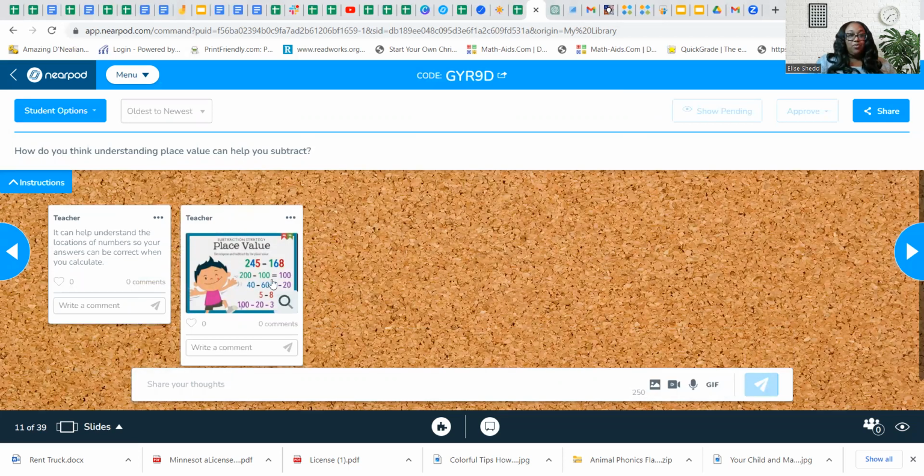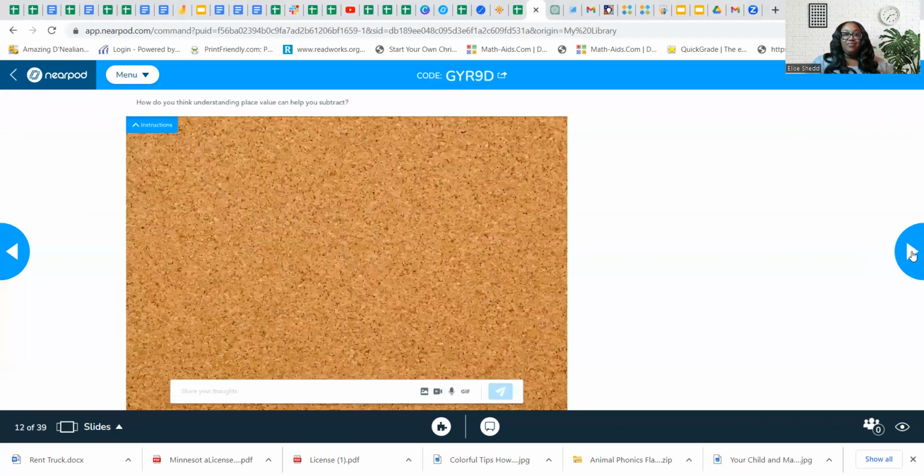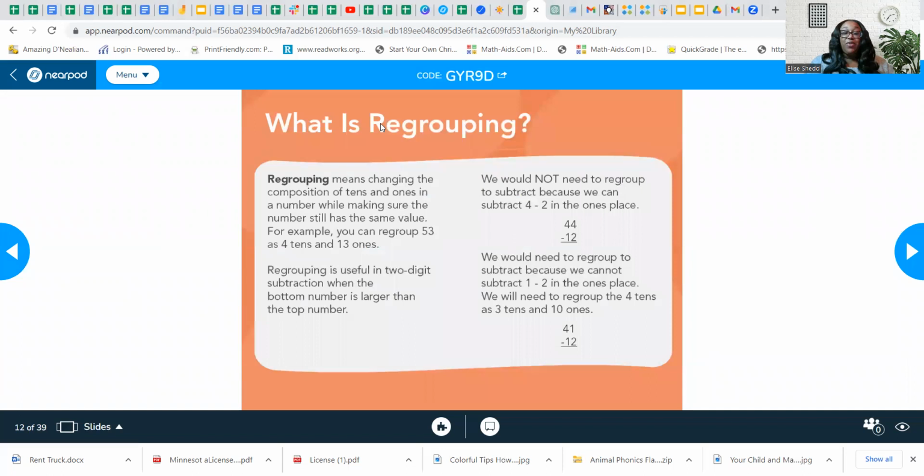So 200 minus 100 equals 100. 40 minus 6 equals 20. 5 minus 8. So place value helps you to subtract the numbers correctly if you know their place value. Place value also is good at reading numbers. So these are some different ways that you can show your answer. You can always record it as well, all right? All right, good job.